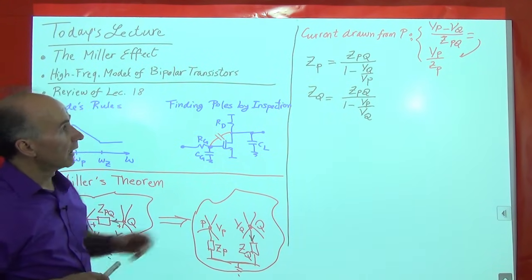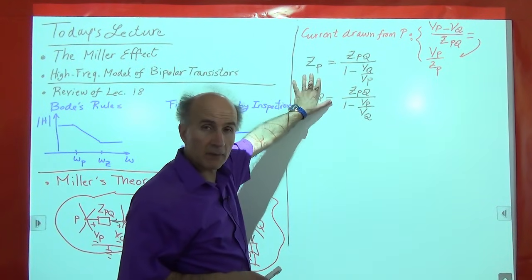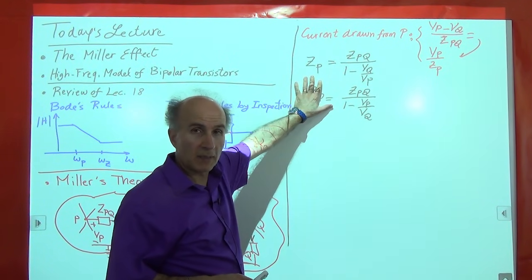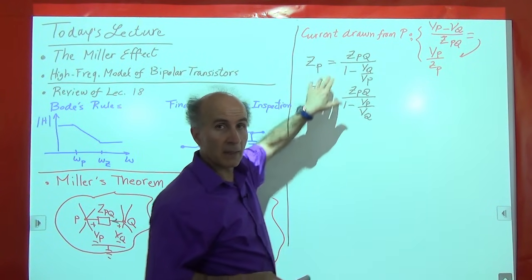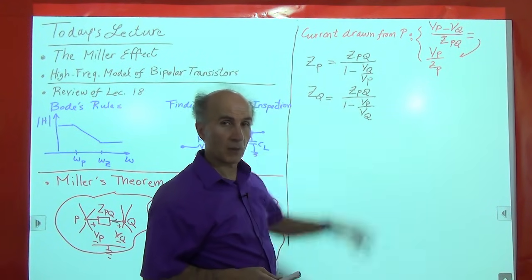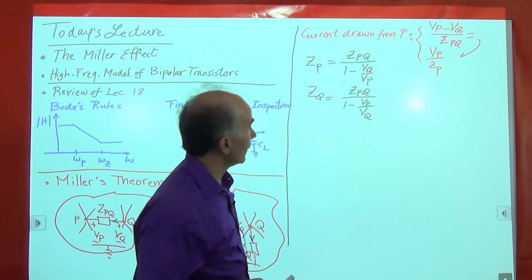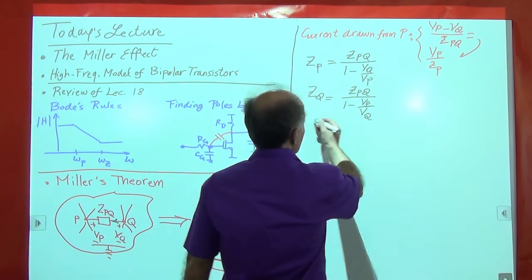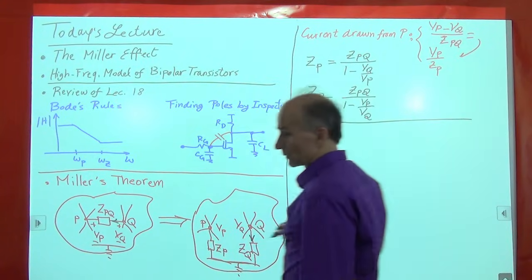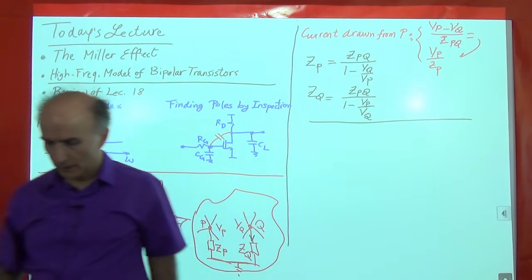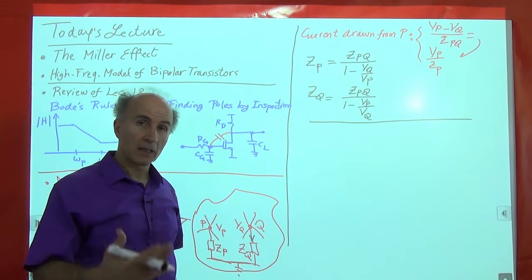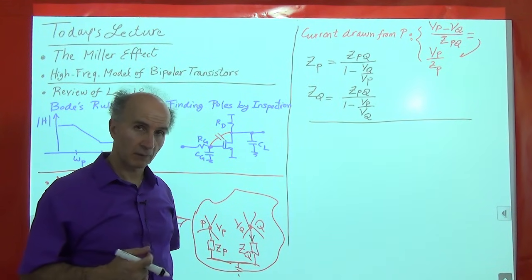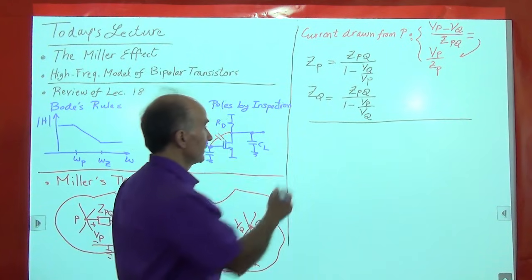All right, so this is what we call Miller's theorem. Miller says that a floating impedance can be decomposed into two grounded impedances that are obtained by these equations. Okay, that's great. So let's go over some examples just to get comfortable with all of this so that we know how nicely this Miller's theorem helps us. So here's an example.